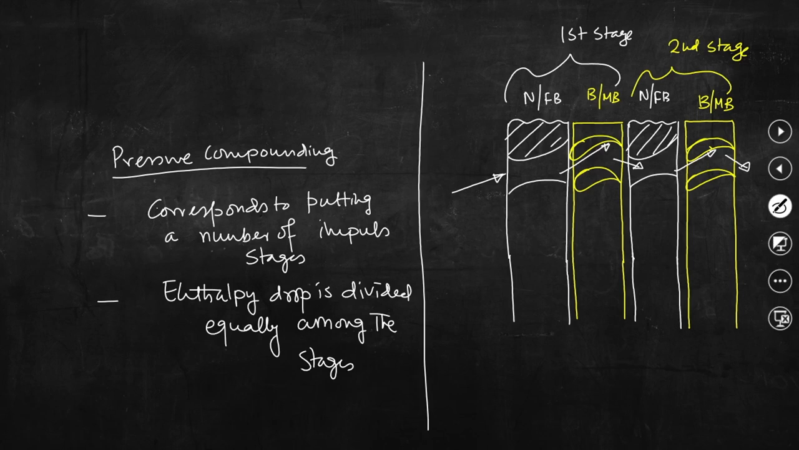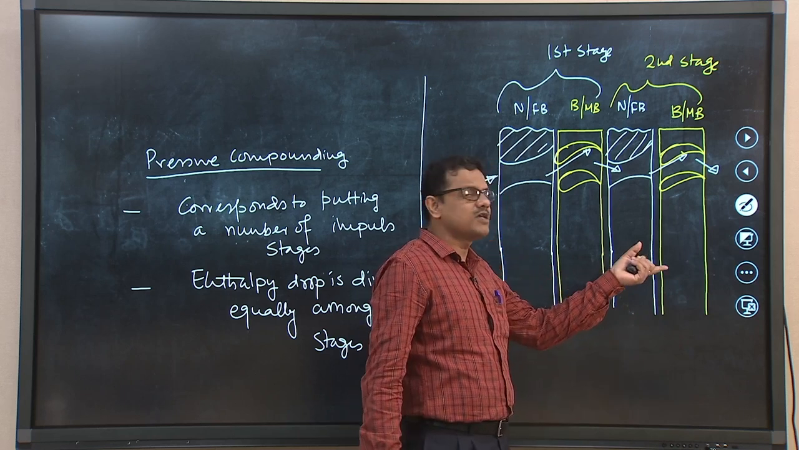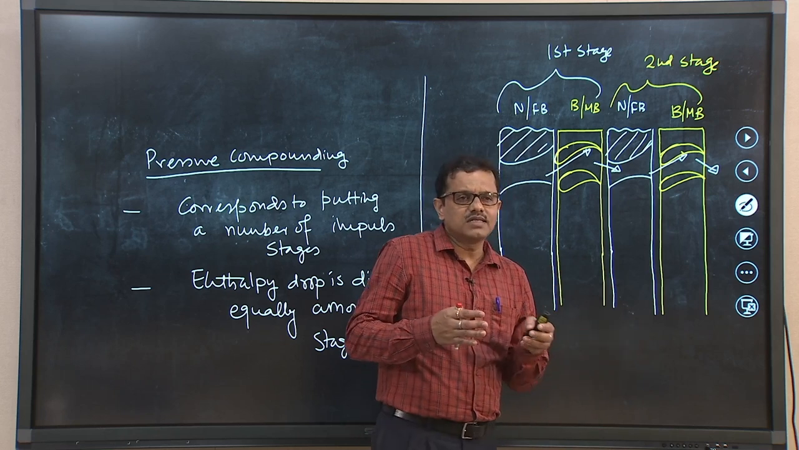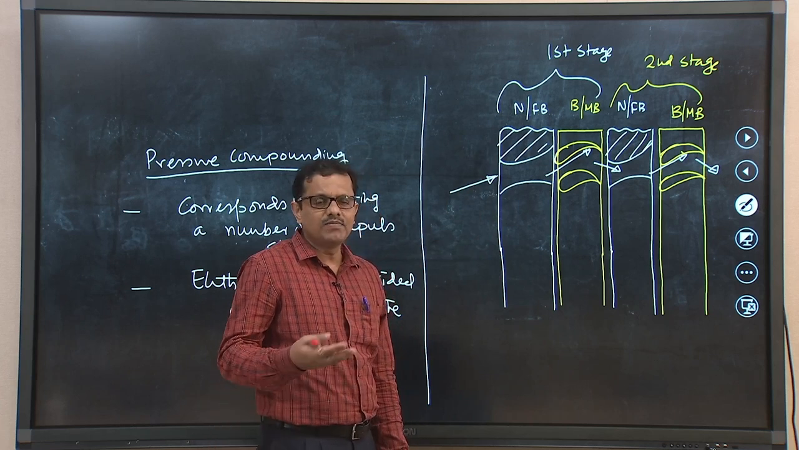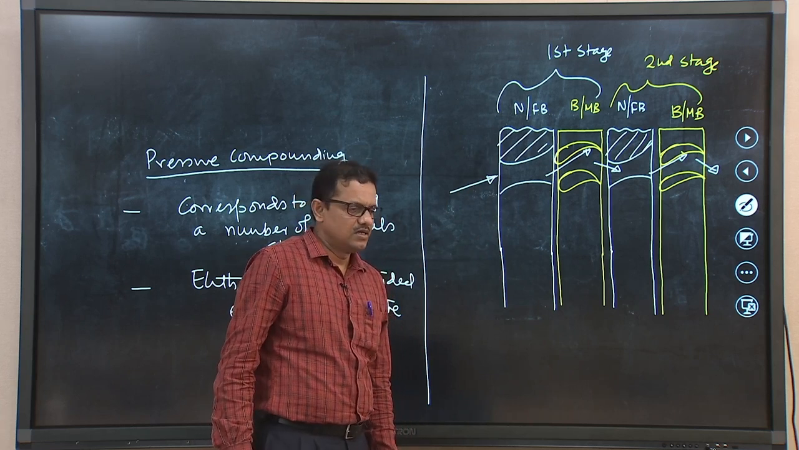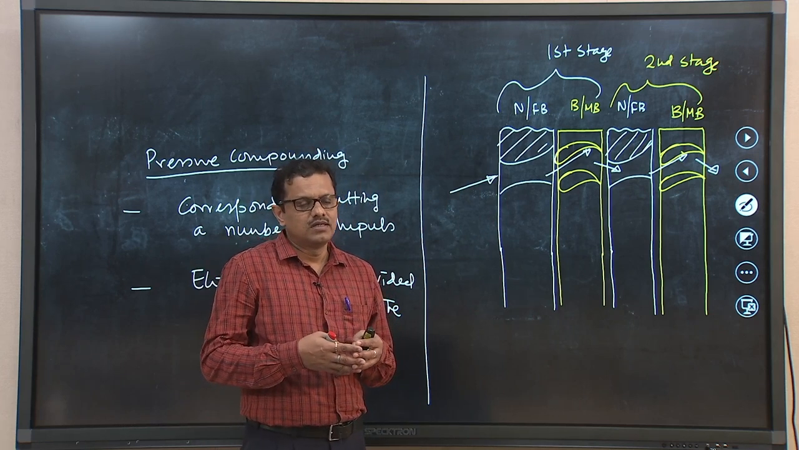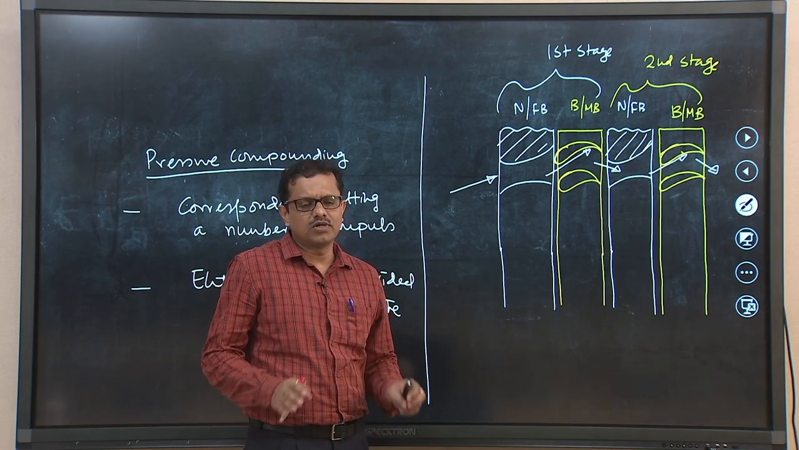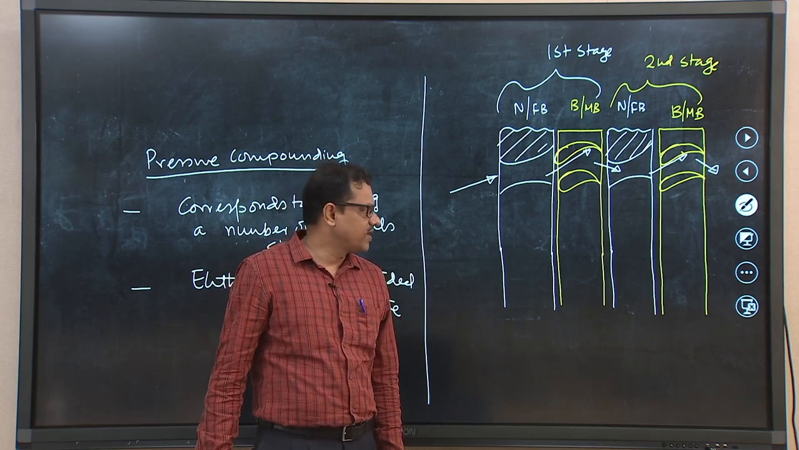So, try to understand, we may have another stage, that is third stage, fourth stage, fifth stage, depending upon the requirement. The number of stages required is highly dependent on the total enthalpy drop. How many stages are needed for a particular turbine unit depends on the total enthalpy drop that will be there while steam is passing through the turbine unit.